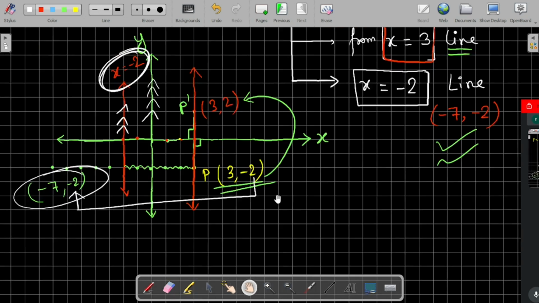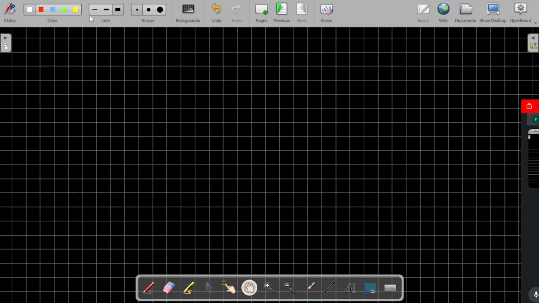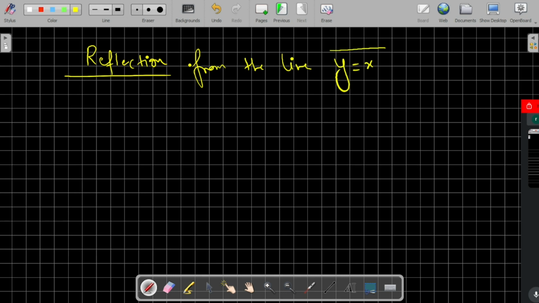Yes, sir. Next, these are the discussion of reflection of a point. Next we are going to discuss reflection about the line y equals x. If you want to take the reflection from y equals x, let me draw the grid line again.